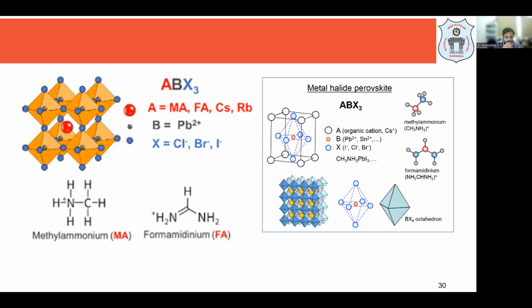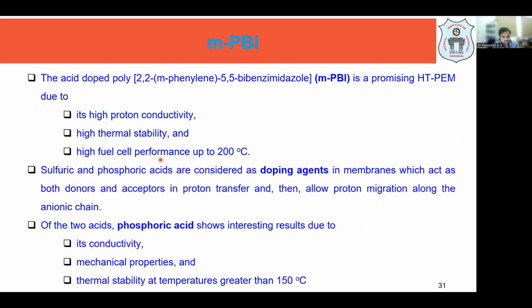So what is methylammonium? You can see the structure here. It is like NH3CH3. Here you can see the chemical structure of methylammonium or formamidinium, which is primarily used as A, either one of these two. Then B is mostly lead or tin, and for X, iodine, chlorine or bromine is used. Okay, so that is the structure for a perovskite.